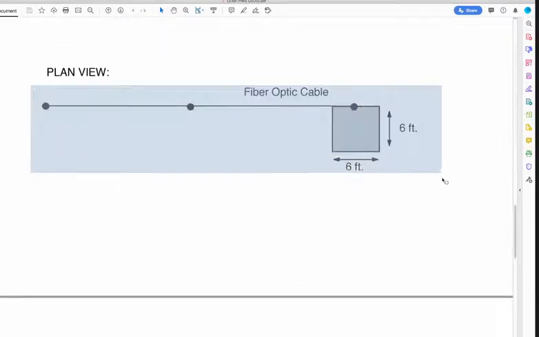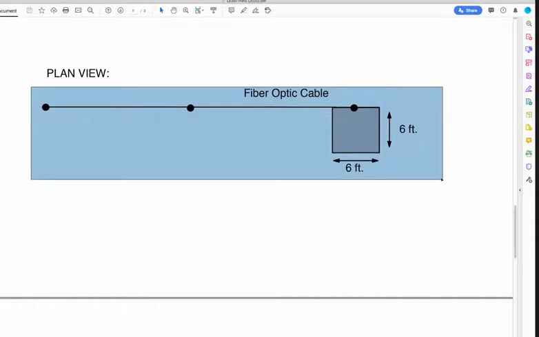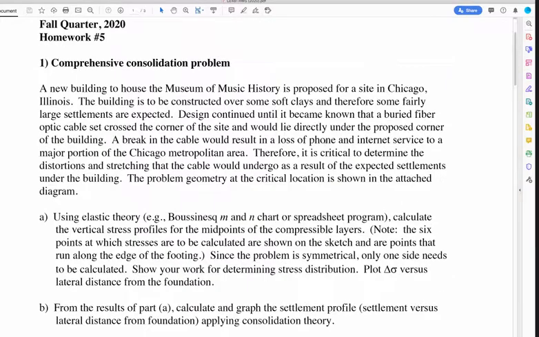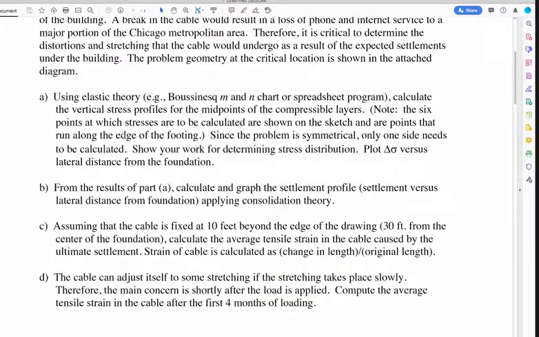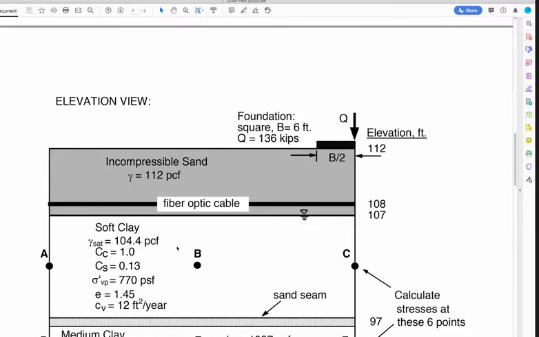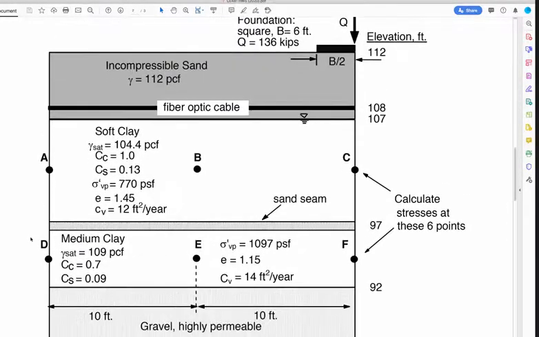So this is the overview looking down on the problem. And you are to establish the stress change with position for those 6 points. And I'd like for you to plot delta sigma versus lateral distance from the foundation for those two depths of interest. The depth according to A, B, and C, and a different plot for the depth of DEF, or at least a different curve on possibly the same plot. I'll leave that up to you.